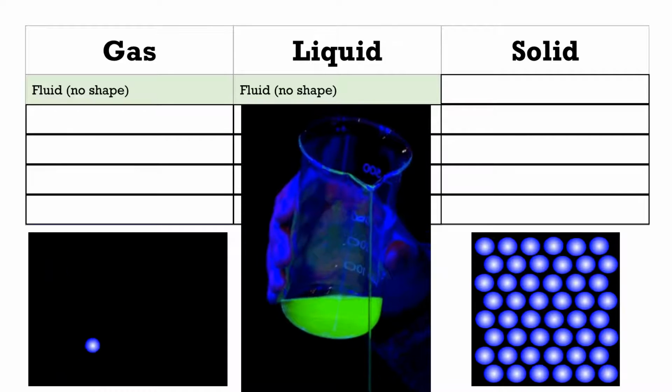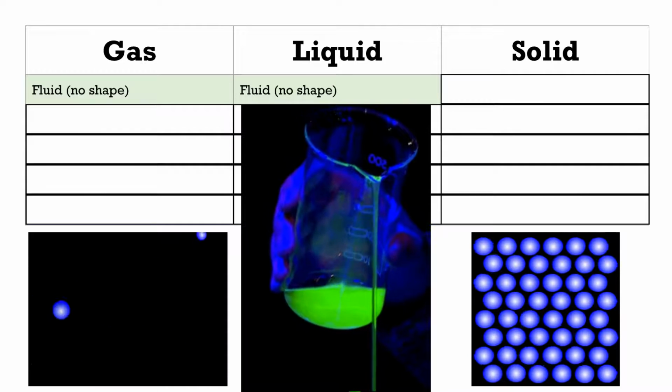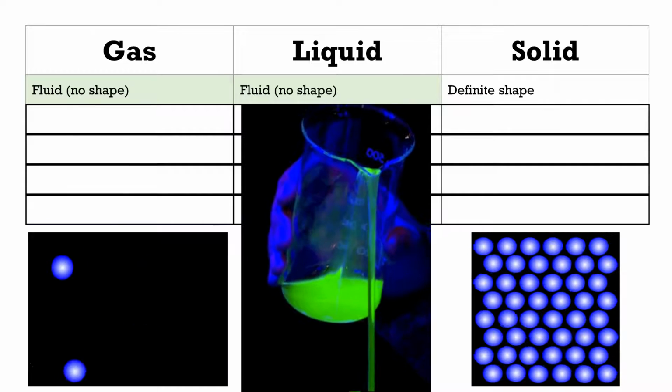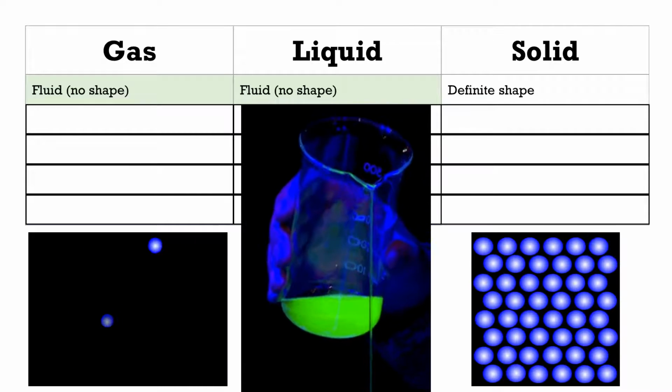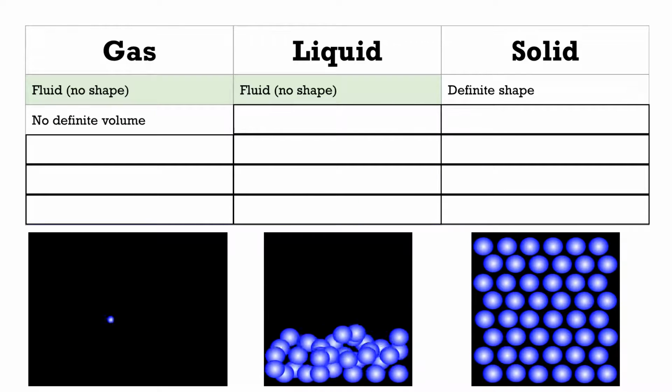Here we have a fluorescent dye coming out of a beaker, and you can see a liquid here, like a gas, will take on the shape of whatever it's in. Solid has a definite shape. You can maybe change that shape, but it will maintain that shape regardless of what happens.